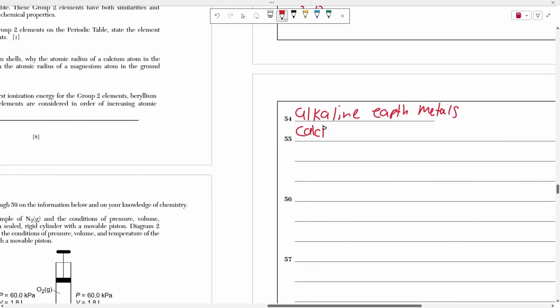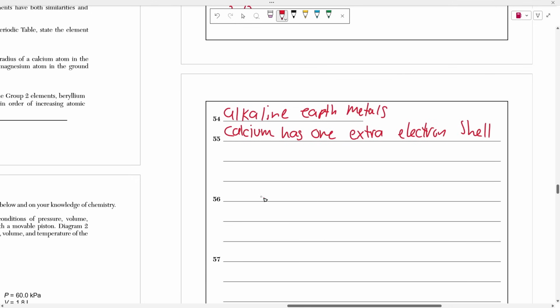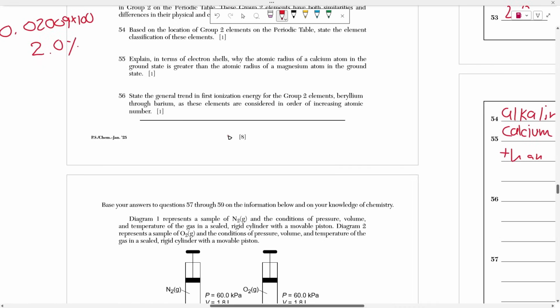So calcium has 1 extra electron shell than magnesium does. Okay, you could have also said that the calcium atoms have 4 shells of electrons while the magnesium atoms only have 3 shells of electrons. You could have said that calcium atoms have more electron shells. You could have said that a calcium atom has 1 more electron shell than a magnesium atom, right? That's all. So remember that the more electron shells you have, the greater your atomic radius is. So in this case, calcium, like I just said, had one extra shell, which is why it was bigger.